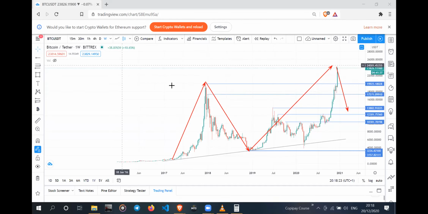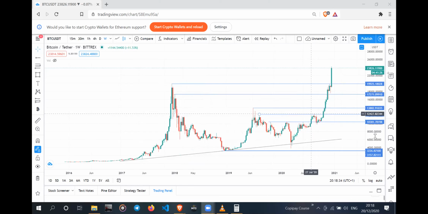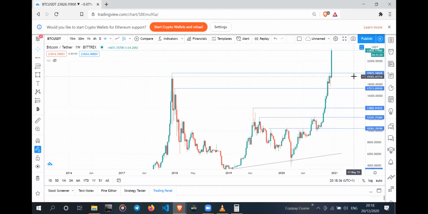Because all this region over here has been untested. This is uncharted territory. Bitcoin has never been this high before. We're in the middle of making history with Bitcoin and no top has been found. So it's best to just keep on longing Bitcoin if your mind permits you.